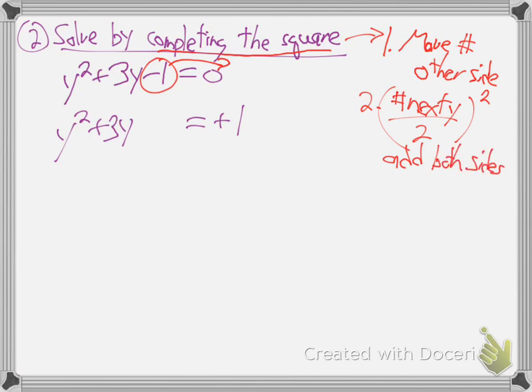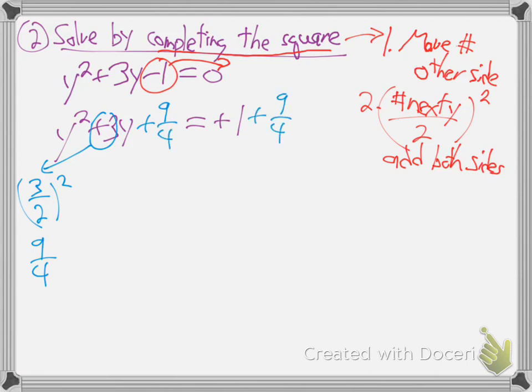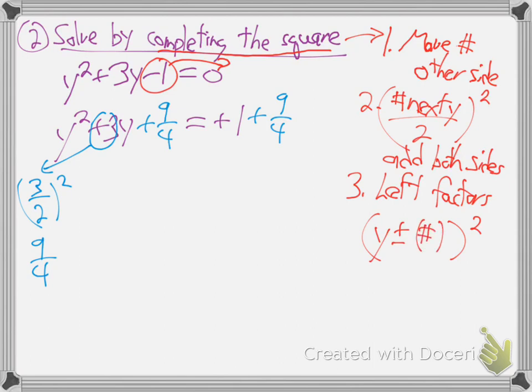Remember that special thing we do? So I'll take that number right here, over on the side here, over 2 squared, that's 9/4, add it to both sides, like that. And then, remember what that means, step 3, the left factors as a square, and it's going to be y plus or minus the parenthesis number. Remember, it's always the number in parentheses. So this side will factor as y plus the number in parentheses.